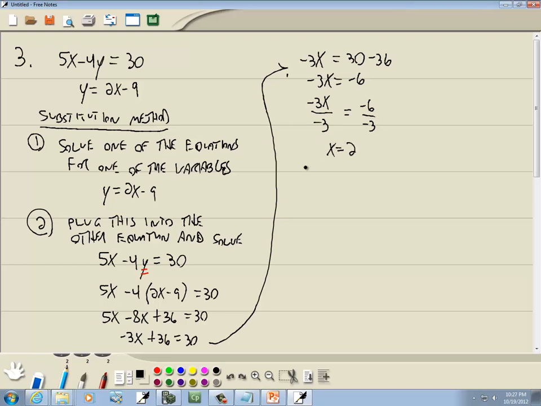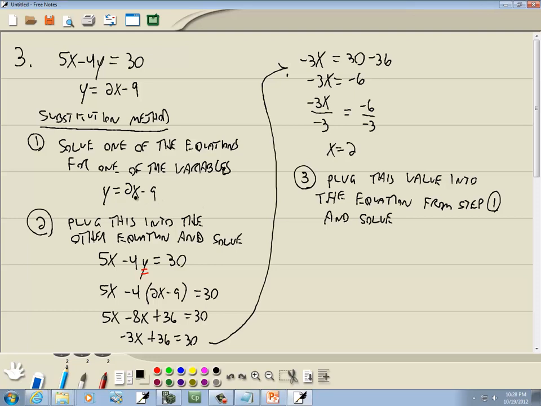And we get x is equal to 2. Well, step 3. Plug this value into the equation from step 1 and solve.